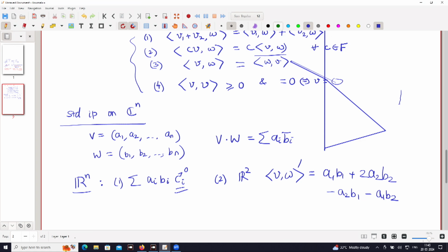You have to check, for example, that it is positive definite. It is symmetric: if you interchange a's and b's, the right hand side remains the same, but positive definiteness requires some checking. If I take V with V with respect to this new formula, it is a1 squared plus 2 a2 squared minus 2 a1 a2. We have to see if we can complete squares in order to show positive definiteness, and here you can. So, this is in fact going to be positive and 0 exactly when a1 equals a2 equals 0.